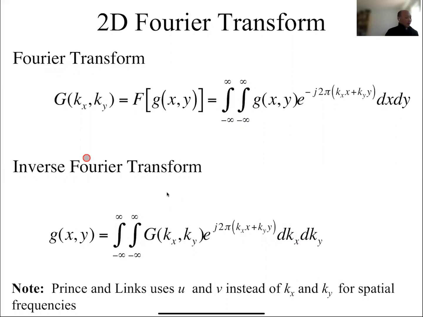We also have an inverse Fourier transform. That's g of x, y equals this double integral of the Fourier transform times e to the j 2 pi (kx x plus ky y), and now we're integrating over kx and ky. Physics and optics use u and v instead of kx and ky, but a lot of medical imaging uses kx and ky. So that's what we'll use for this course.